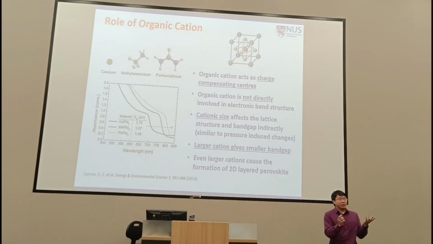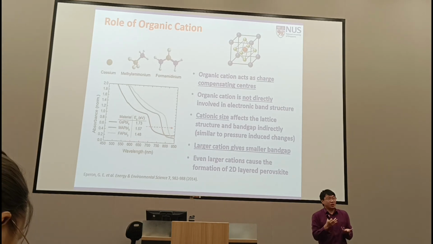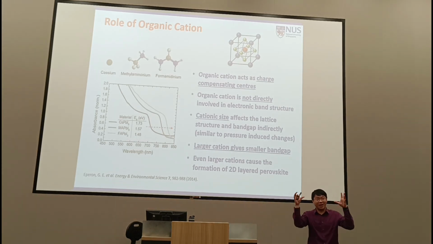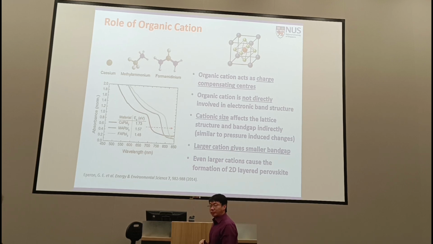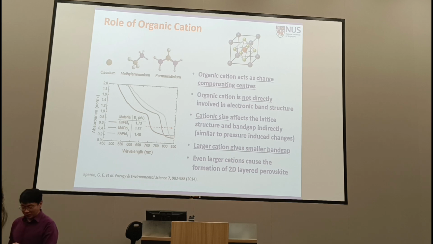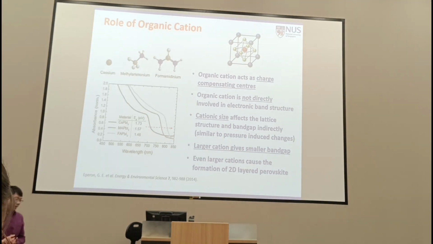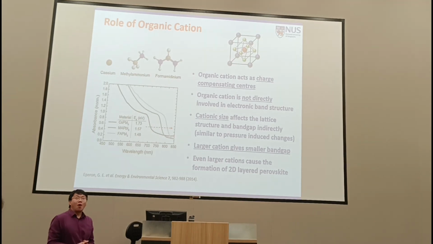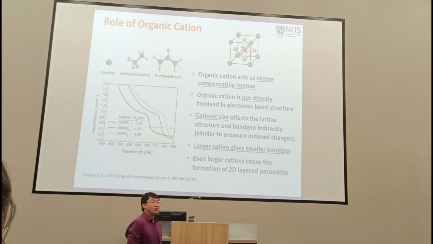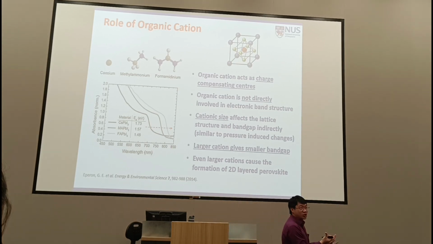So we've been talking about the lead halide octahedron. So what's the use of those cations at the corner of this unit cell? What's the use of all these cations? Okay, we can't exactly say that they are not useful. Of course, obviously they are there for a reason, to complete the perovskite structure. But really, their role is as a charge compensating center. That means they're just there to balance the charges and to sort of finish up the structure.